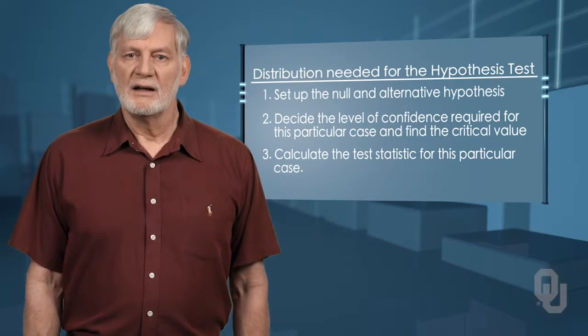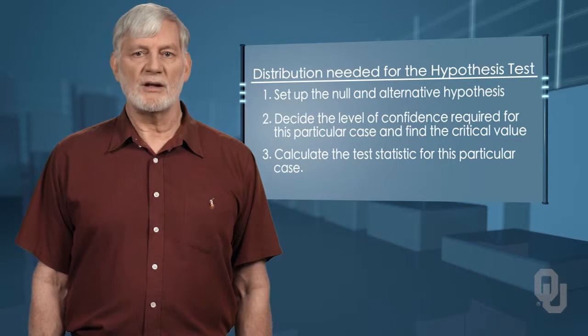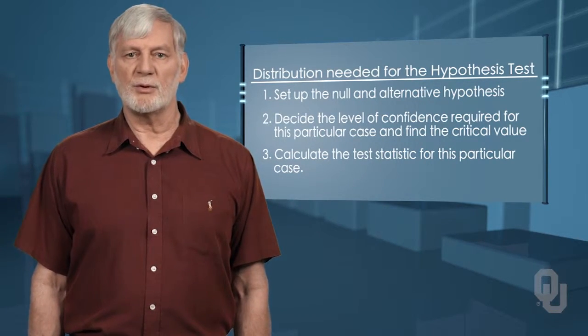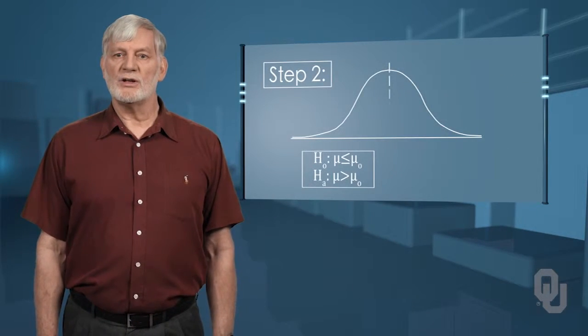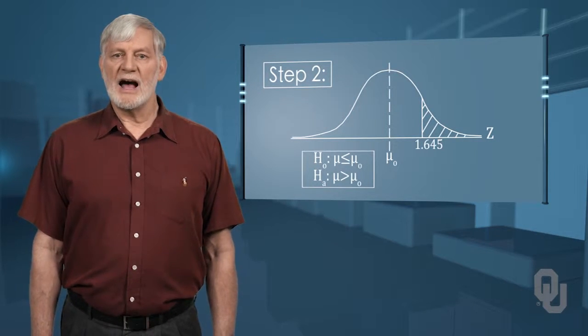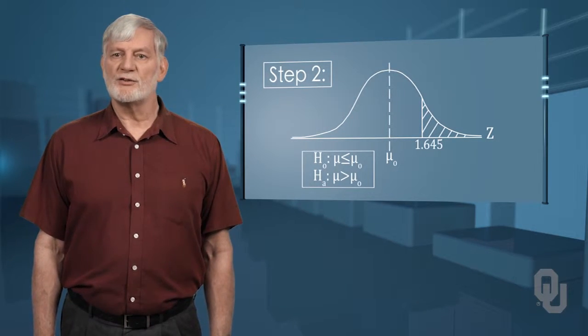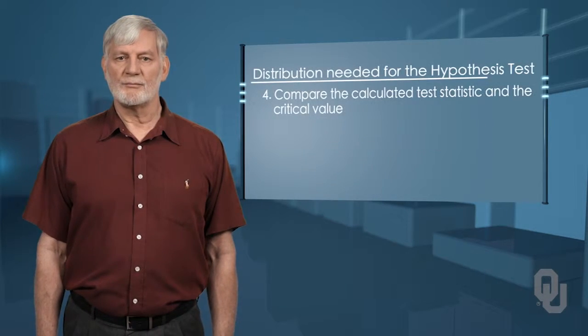3. Take a sample or samples as required and calculate the relevant parameters, the mean, standard deviation, the proportion, whichever parameter you are investigating. Using the formula for the test statistic from step 2 above, now calculate the test statistic for this particular case using the parameters you have just calculated.